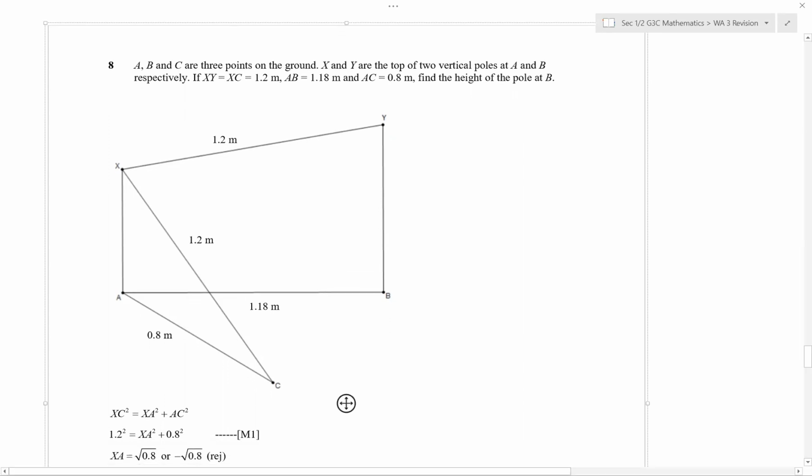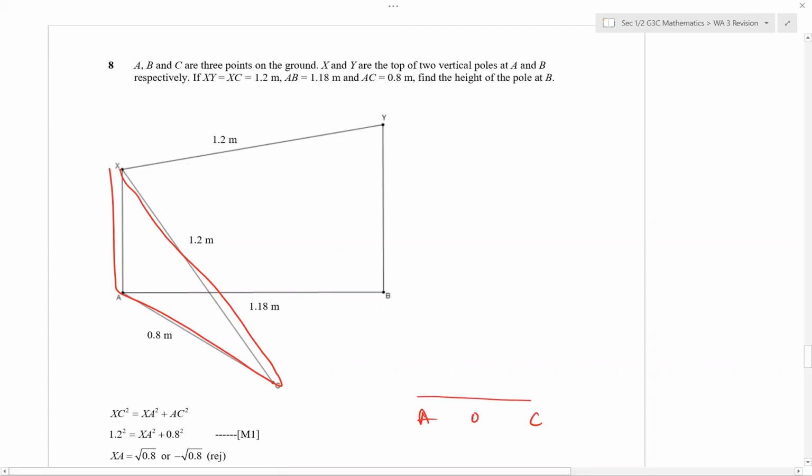Okay, so we can identify this actually is a right angle triangle. You just have to see it from the side. If you cannot tell, sketch it out. A to C, 0.8 meters. And they say that there's a vertical flagpole. This will be our point X. Okay, this is one of the triangles.